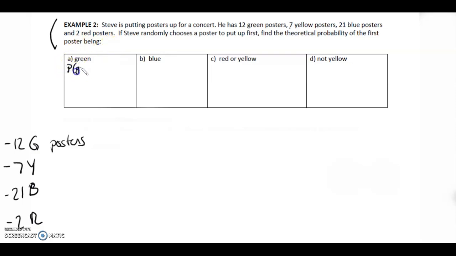So the probability of green is going to be the number of greens over the total number. Here, what I usually do is put an underline there, and that just kind of means equal: how many do we have all together? So if we're doing 12 plus 7 plus 21 plus 2, we calculate how many posters we have all together, and we get 42. So the probability of it being a green one is going to be this 12, because there are 12 green ones. So 12 out of 42.